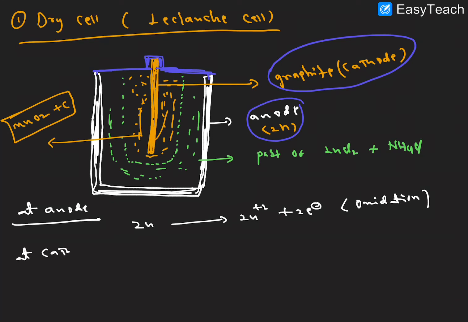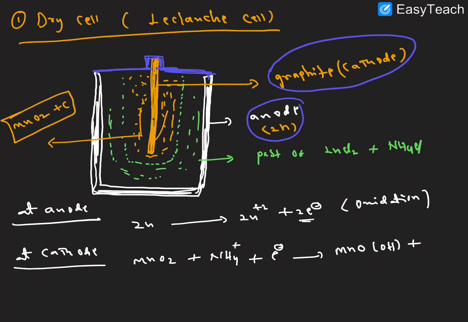At the cathode, what reaction happens? At the cathode, MnO2 is there, surrounded by ammonium ions, and the electrons released at the anode are taken here to form manganese oxide hydroxide, MnO(OH), and then ammonia gas is liberated. This is one electron gained, which gives this product.